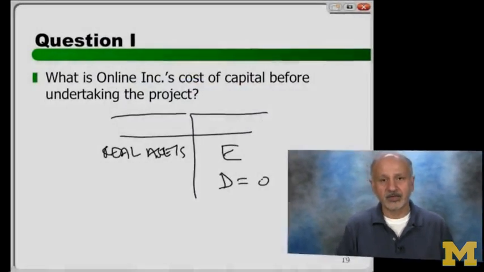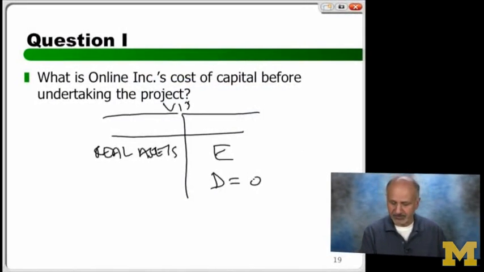Okay, so let's try to think about this. I'm asking you to figure out the cost of capital of the company before it does so. So what I would encourage you to do is to first think of the company. You have real assets and you have how much debt or equity? You just have equity. Debt is equal to 0. And this is which business? Video business. Okay?